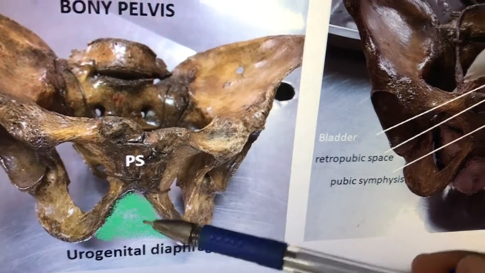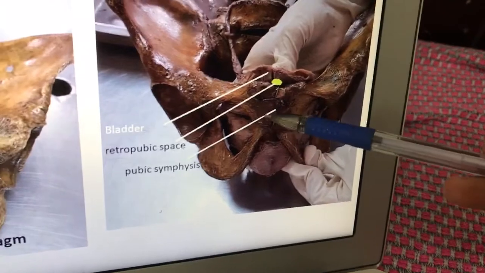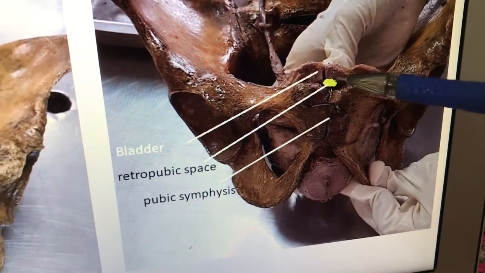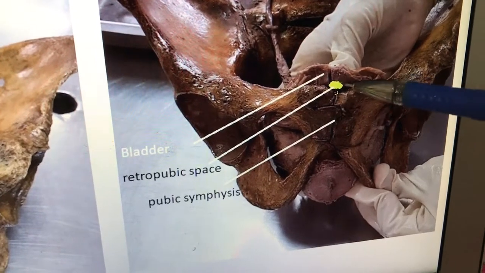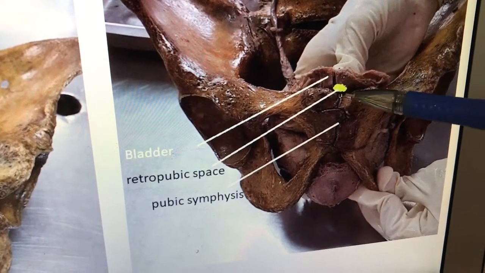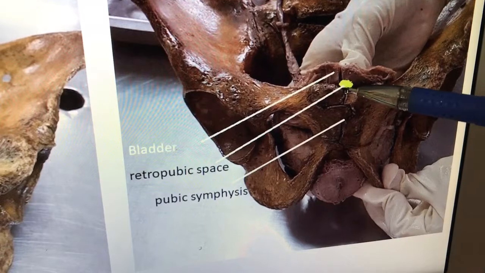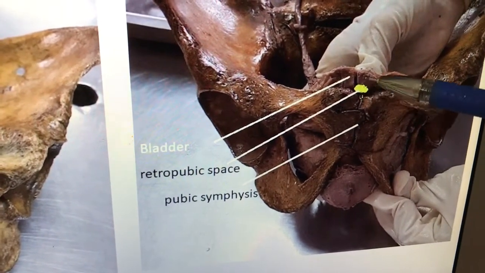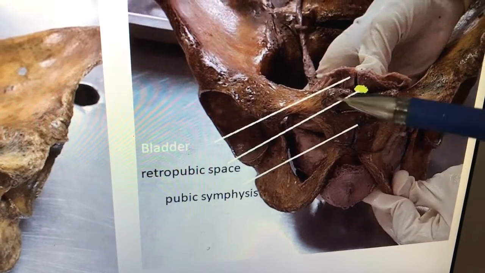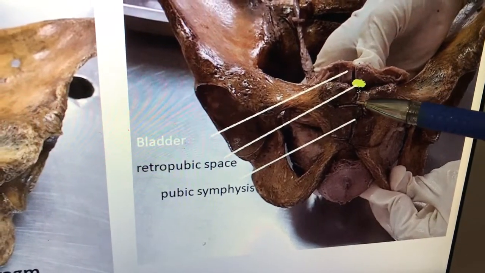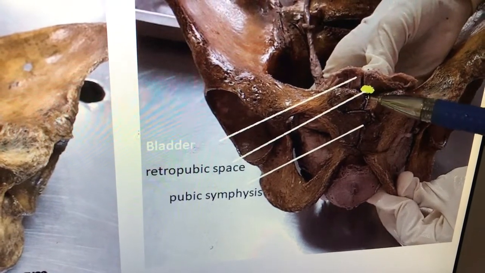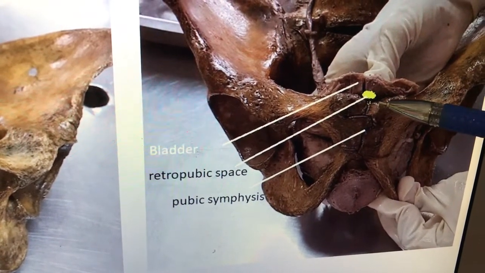So this is the urogenital diaphragm, and if you see here, this is the pubic symphysis. Behind the pubic symphysis you have the urinary bladder. Between the pubic symphysis and the urinary bladder there is a space just behind the pubic symphysis. So it is called the retropubic space. This space is very important for MCQ purposes, viva as well as theory. They will ask you what is the space behind the pubis. That is called the retropubic space of Retzius.